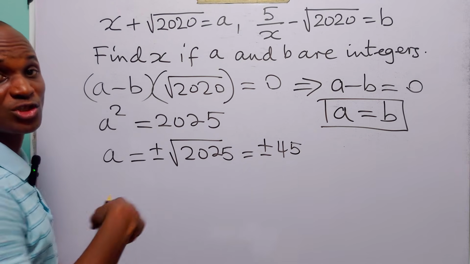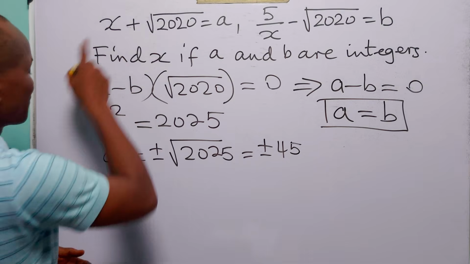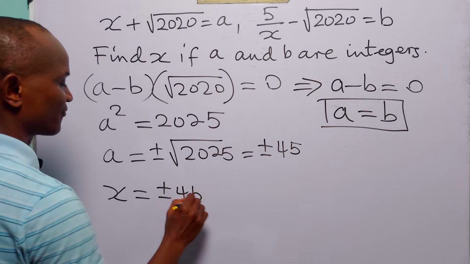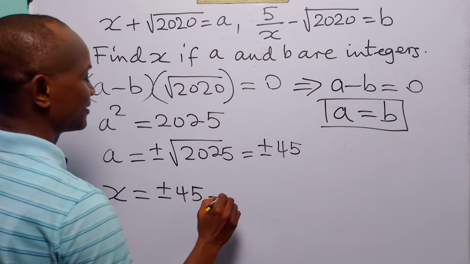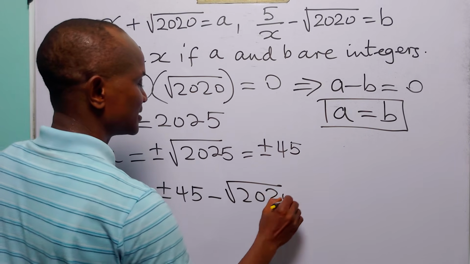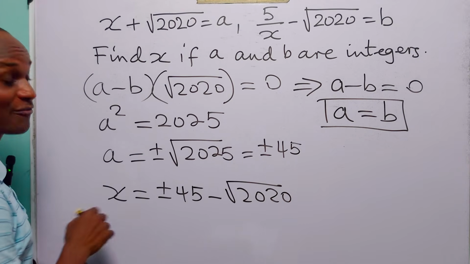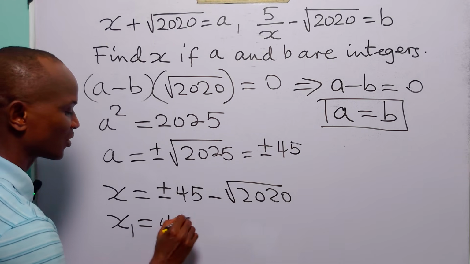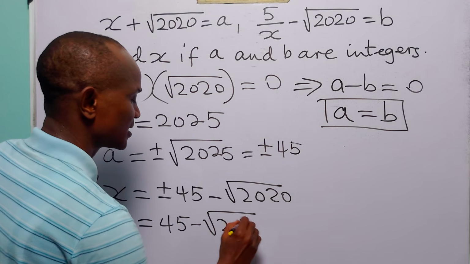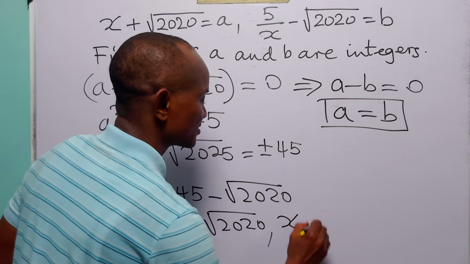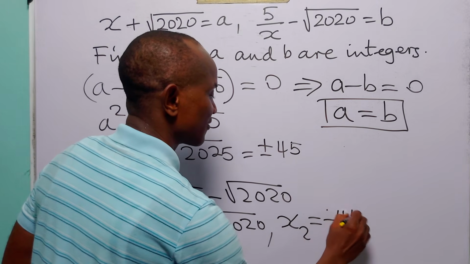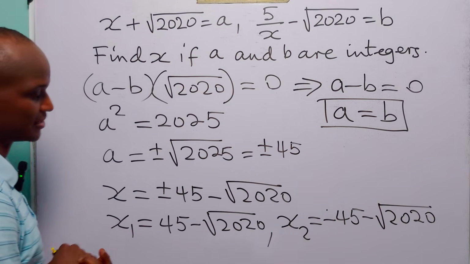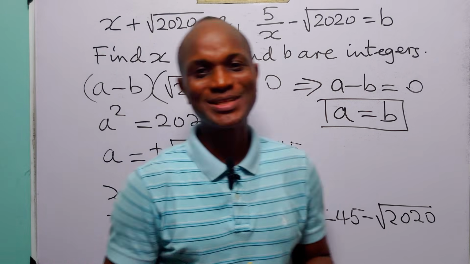Now we go back to this first equation to find the value of x. From here, we have that x is equal to plus or minus 45, which is a, minus root 2020. So we have two values of x. We have x1 equal to 45 minus root 2020 and x2 equal to minus 45 minus root 2020. And with that, we come to the end of this tutorial.